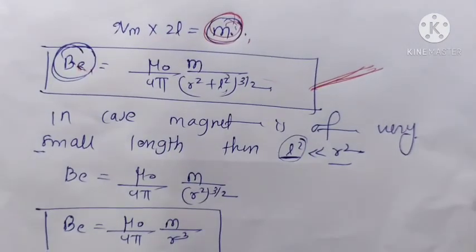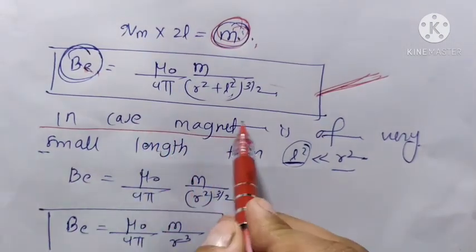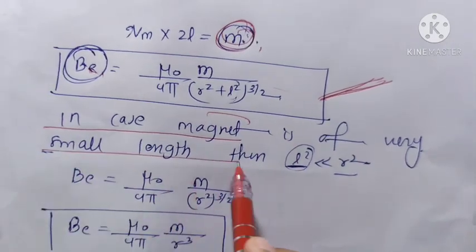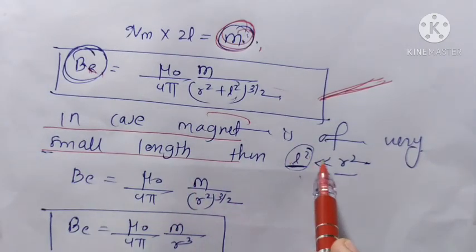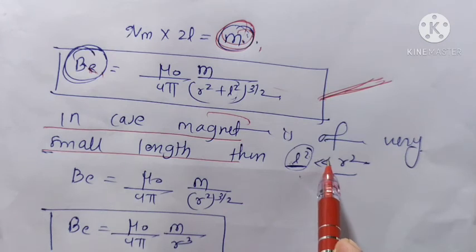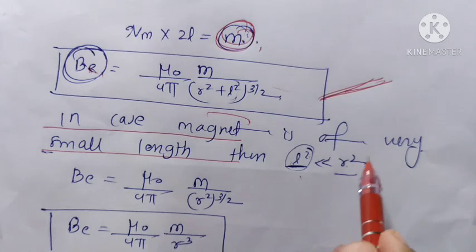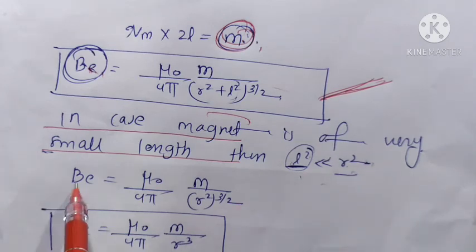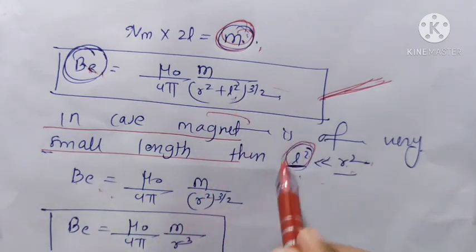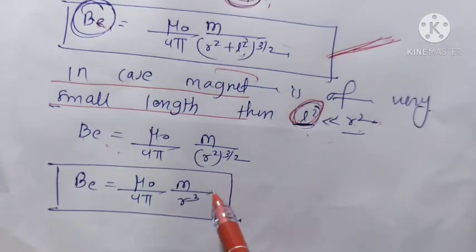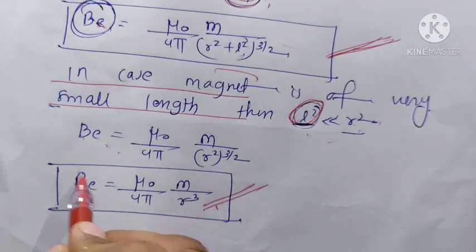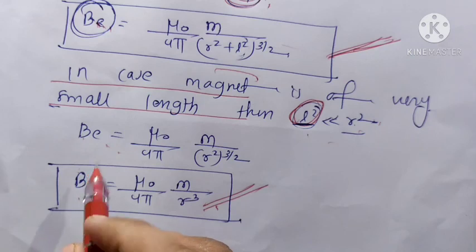In our case we discuss a magnet of very small length, I mean l² is very small as compared to the distance of point P from the middle point of the bar magnet, that is r². So here in B_E we neglect l², and finally we get this value of B_E. This is the resultant magnetic field intensity at P.